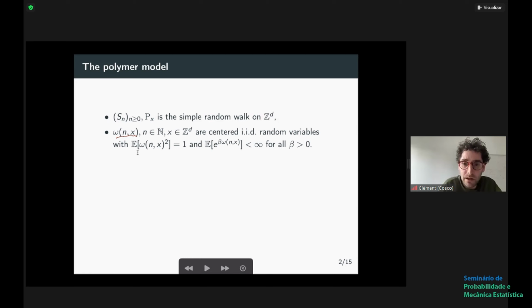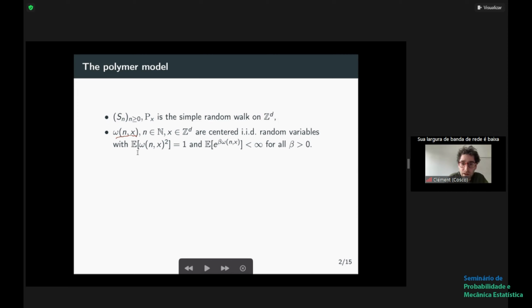And what we will look at is the sum of all the random variables that has been seen by the walk. So maybe I missed a bit of them. There are also one like this. So we do the sum of all the random variables that are seen throughout the displacement of the random walk.